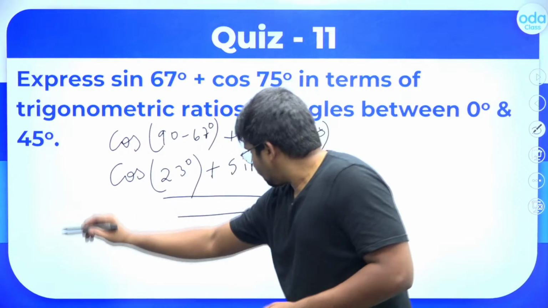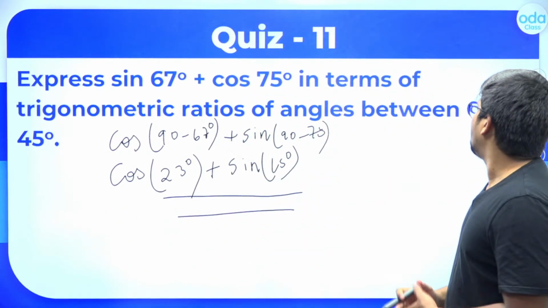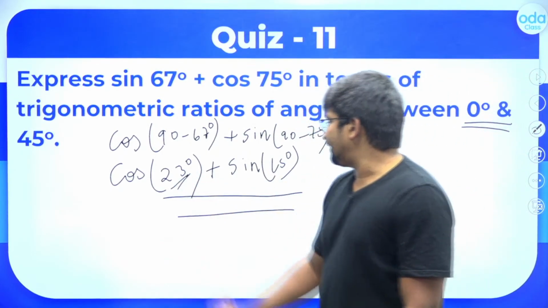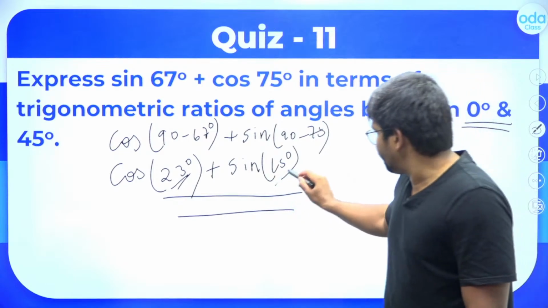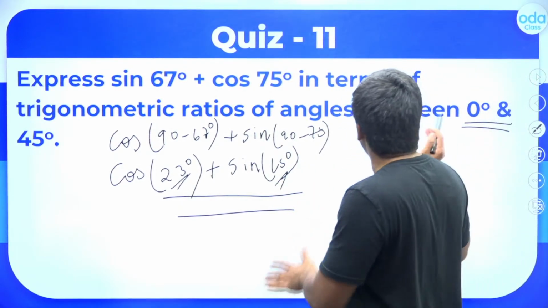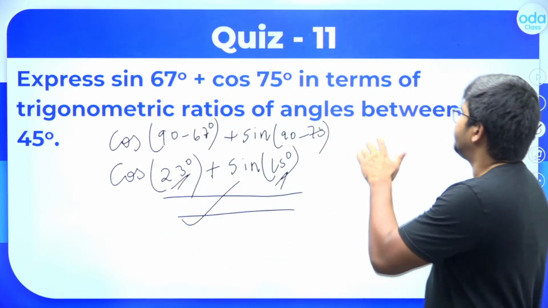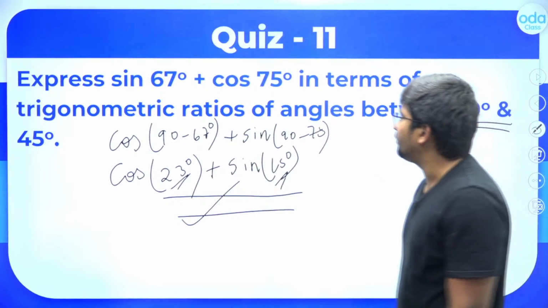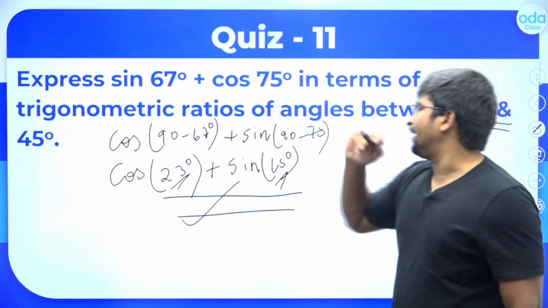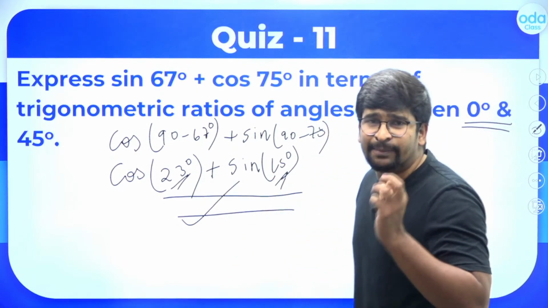So the motive is achieved because the question was asking you to convert it between 0 degree and 45. 23 degrees is between 0 and 45, 15 degrees is also between 0 and 45. So our motive to convert it in those terms is already achieved. Hence this is the correct answer. The expression sine 67 plus cos 75 can be written between 0 and 45 like cos 23 plus sine 15. That's it. Very simple question. Easy peasy lemon squeezy.